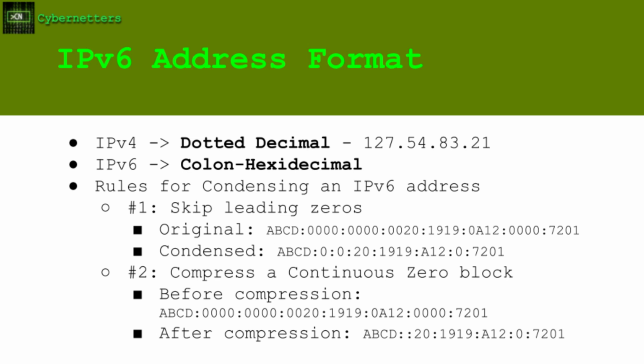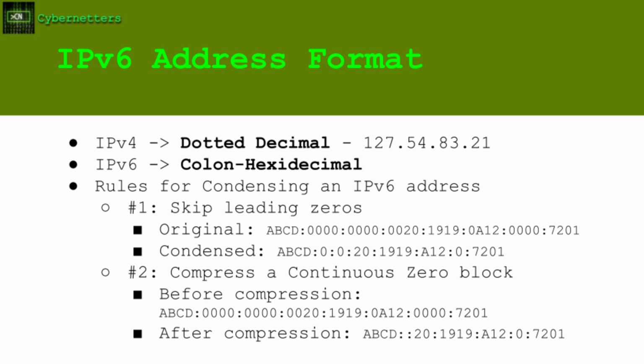So let's talk about how IPv6 addresses are formatted and how they can be condensed for easier readability. As we mentioned earlier, IPv4 uses the dotted decimal notation to display the IPv4 address, for example, 127.54.83.21. But here in IPv6, we use the colon hexadecimal notation. Unlike IPv4, which uses 4 decimal numbers, which is 32 bits, IPv6 has 128 bits and is represented in 8 groups of 4 hexadecimal digits.